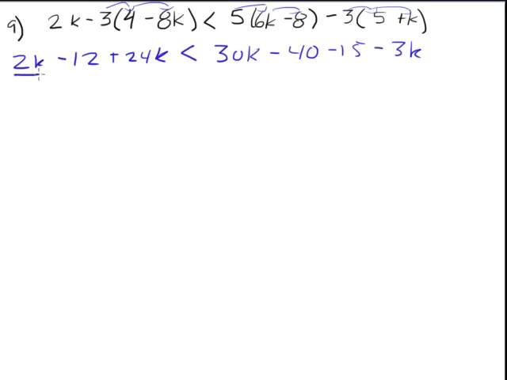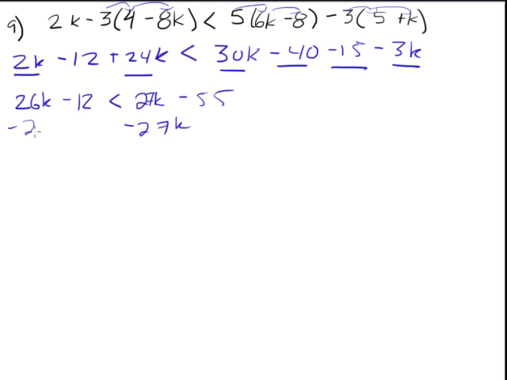Clean up time. I'm going to combine 2k and 24k. That's going to give me 26k minus 12. 30k and negative 3k, I'm going to have 27k. Oops. Negative 40, negative 15, negative 55. And then let's put letters on the left. Subtract 27k, subtract 27k. This is gone. I'm going to be left with just negative k, or negative 1k. Write the rest down.